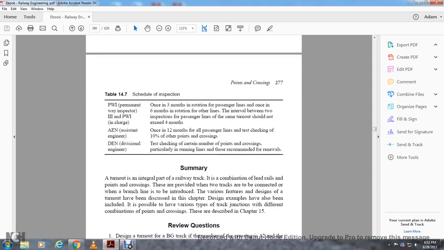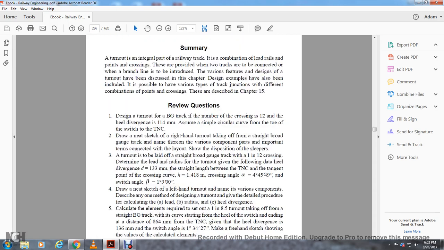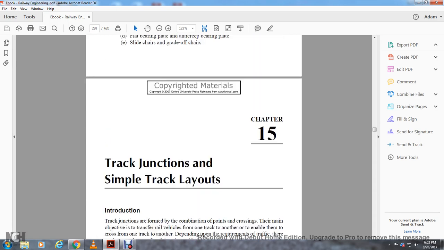Turnout summary. The turnout is an integral part of the railway track, a combination of the lead rail with the points and crossing, provided with two tracks connected with the branch line. The various features of the design of turnouts have been discussed in the chapter, and design examples have been included. The possible types of track junctions, with different combinations of points and crossings, are described in chapter 15. Chapter 15, Track Junctions and Simple Track Layouts.